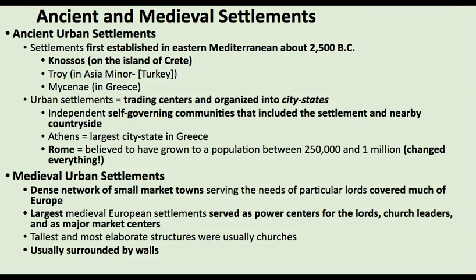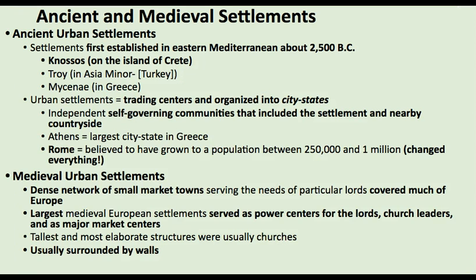And what ends up happening during the medieval time period, this is going to be looking at the post Roman Empire, where everything breaks down into smaller pieces, is this dense network of small market towns. So, reverting back to what those early settlements were more like, that would serve the needs of a particular lord. And each of those market towns were central to a larger space that was controlled. The largest medieval European settlements served as new power centers for lords and church leaders, and so forth, where the trading happened.